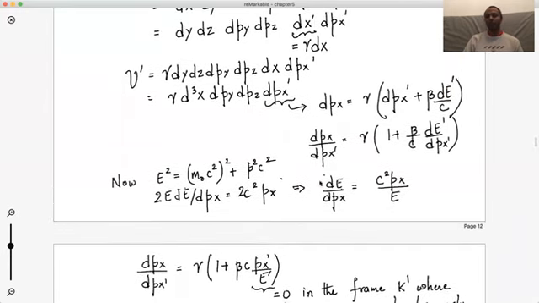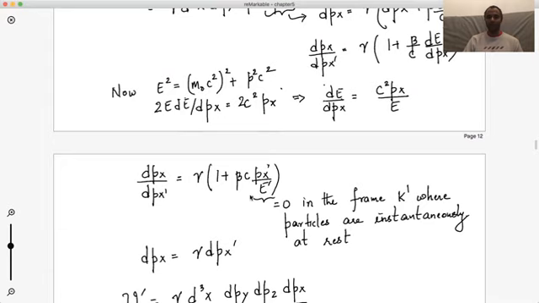You can also see here that the spread of energy is going to be almost 0 in this frame because the particles are instantaneously at rest. But again, they have a small spread in momentum, so they actually also have a small spread in energy. So you actually have to go through the math here to make sure you get the right answer.